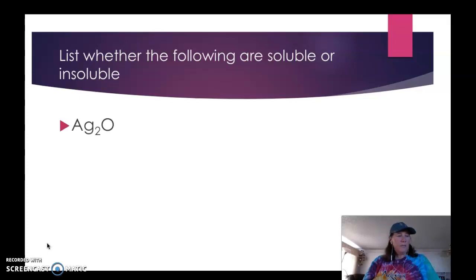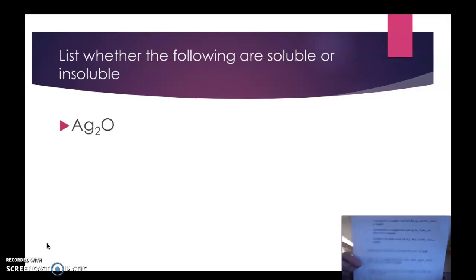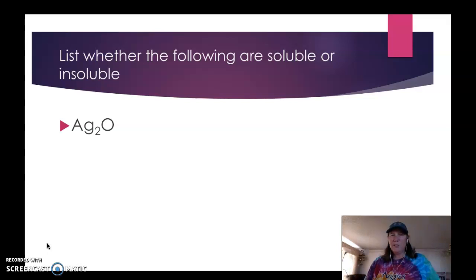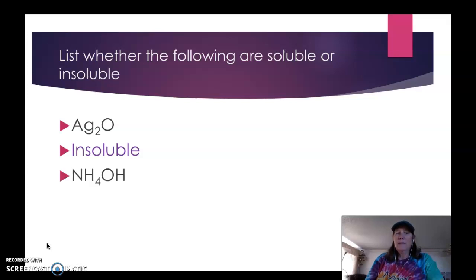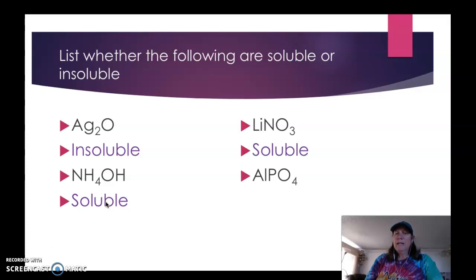One of the first things we did was the chart. I don't know if you can see that, the insoluble and the soluble. If you looked on the chart for oxides, you'd see that they're insoluble. Anything with NH4, anything with ammonium, is soluble. It doesn't matter what it combines with, it's always soluble, okay? Lithium nitrate, nitrates are soluble. And aluminum phosphate, all phosphates are insoluble except for ammonium. But this one is aluminum, so it's insoluble.